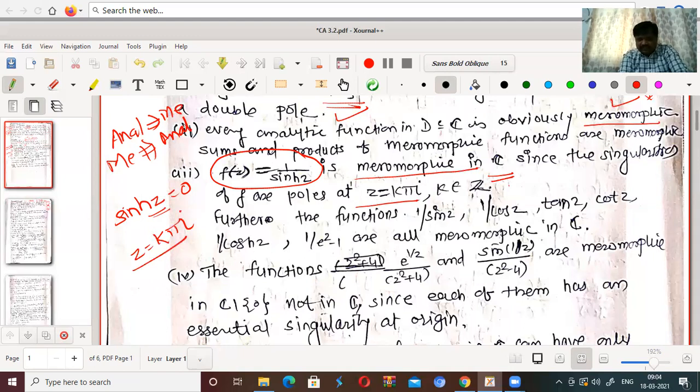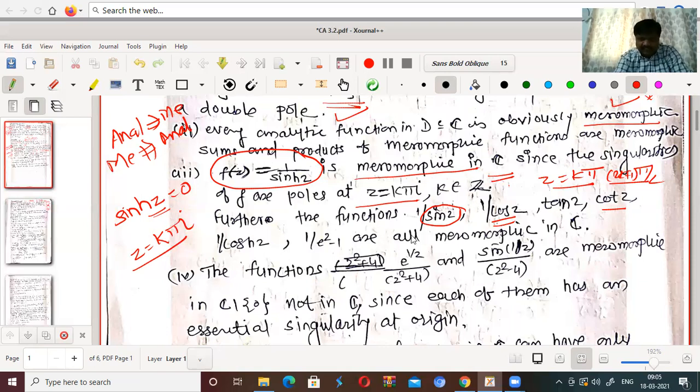Further, similarly 1 upon sin z, this function is also analytic everywhere except where sin z equal to 0. Where sin z equal to 0? If z equal to only k pi. Similarly cos z, where cos z is 0? At z equal to 2k plus 1 pi by 2. Similarly tan z is sin z upon cos z. Where cos z is 0? Again at this point. Cot z is cos z upon sin z. Where sin z is 0? At z equal to k pi. So all these functions are meromorphic since they are analytic in C except at poles.